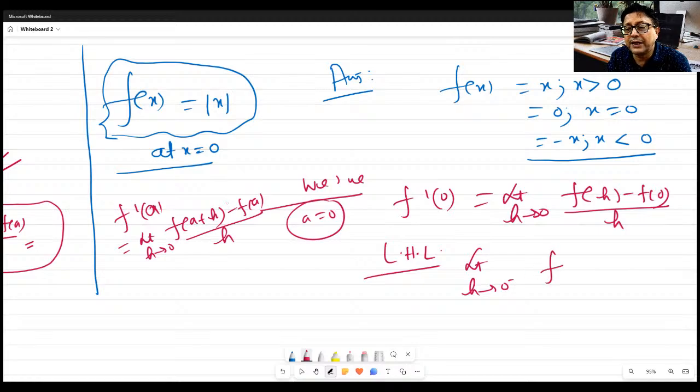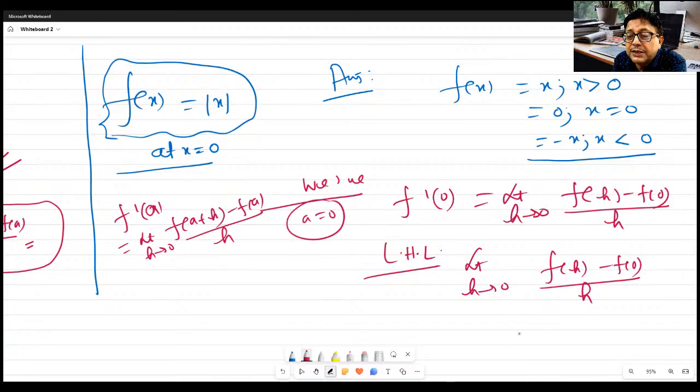Limit h tending to 0 minus. Am I correct? H tending to 0 minus. It is something like x less than 0, minus x, so you will be taking that part. Or okay, if you don't like to write it, you just change. Which part you need to change? That I told you earlier. That h part: you write f of minus h minus f 0 by minus h. Do proceed.